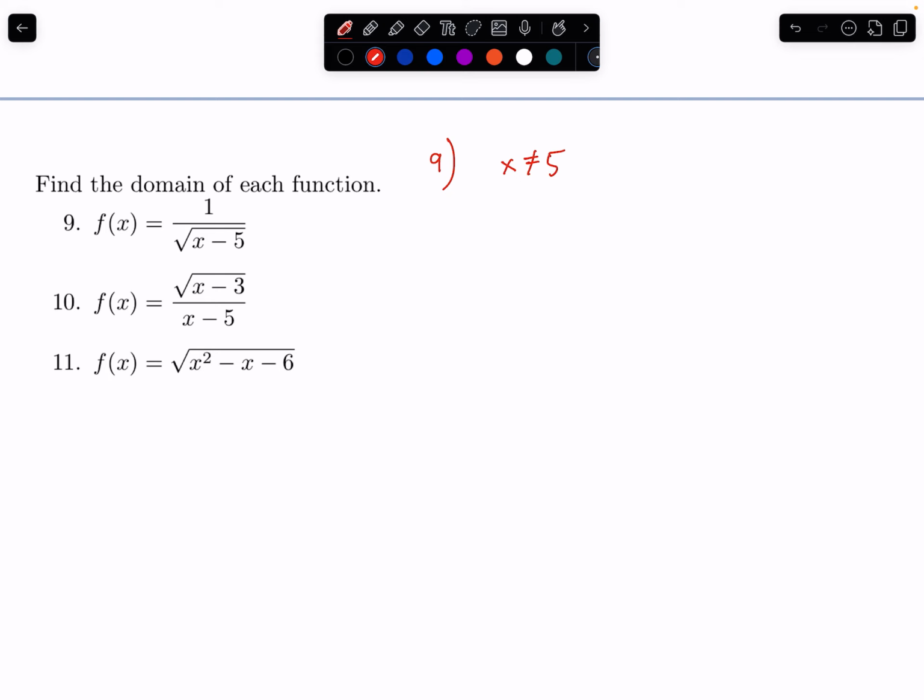So x, in other words, cannot be 5, because the square root of x minus 5, if x was 5, would be 5 minus 5, which is 0. And if that's the case, that means f of 5 is going to be 1 over 0, which is undefined.